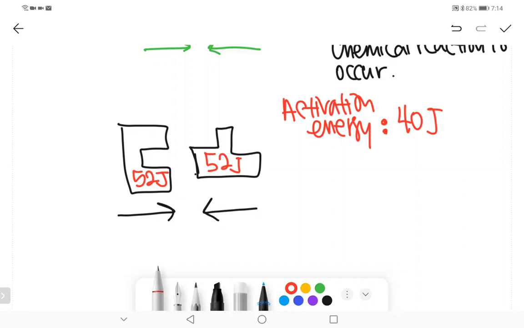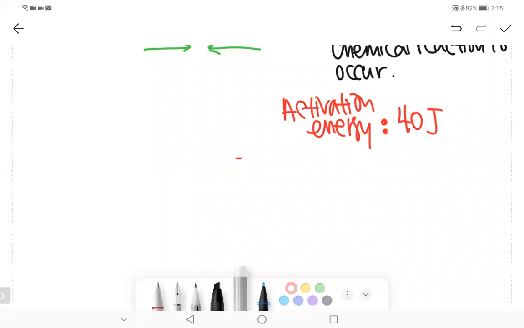Okay, good. The answer is no. Why? Because although the energy is more than 40, the arrangement is wrong already. They have the wrong arrangement, so that's why they cannot react. You must fulfill two requirements, then only they can react. Good. What about the second one?